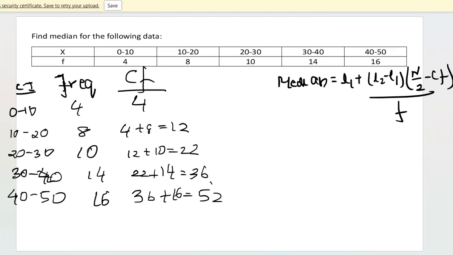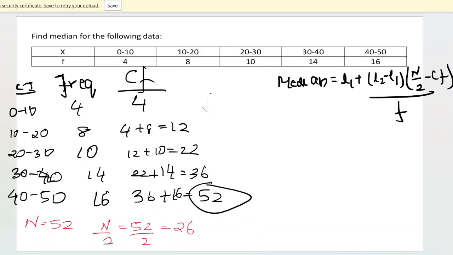Now this 52 which we obtained becomes n. So n is 52, and therefore n by 2 will become 52 upon 2, which is 26. Now our job is to see where 26 lies in CF. So we have to look in this CF column and see where 26 lies. We can clearly see that 26 lies between 22 and 36.